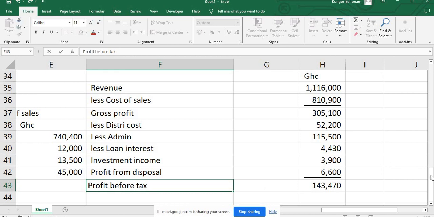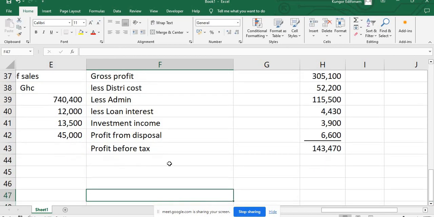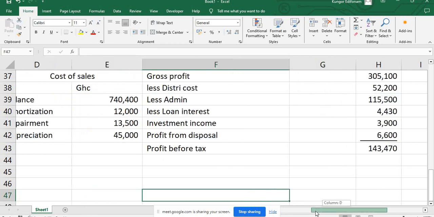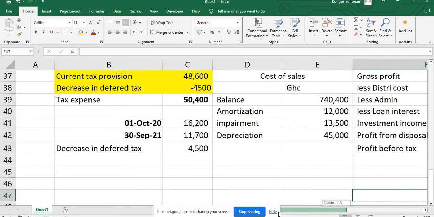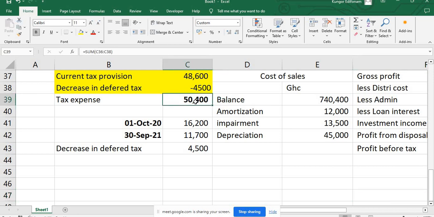Okay, so can we move on? All right, let's keep going. So now our income tax, let's go and look for our income tax. Our income tax is what? 50,400. No doubt we have it here.